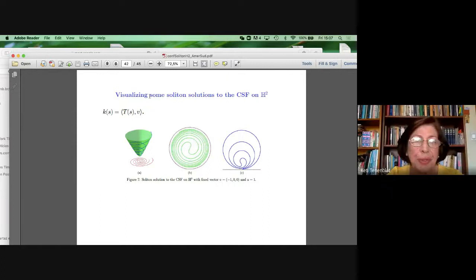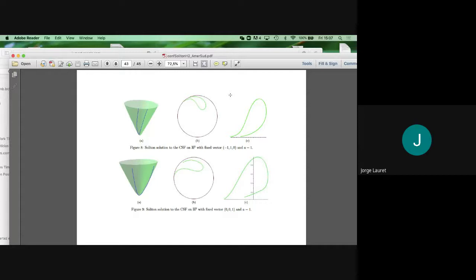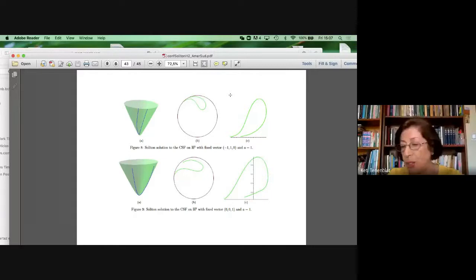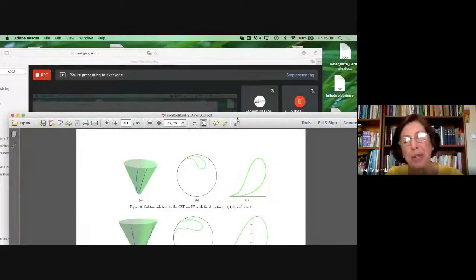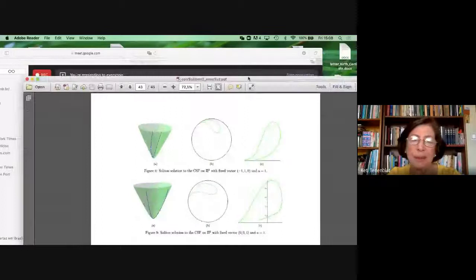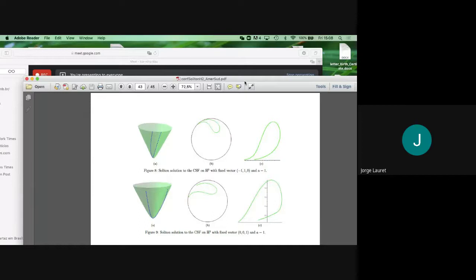Okay, this? Yeah, that. But you see, he was working in the case of the two-dimensional Minkowski space, because he has two different papers. One is in the Euclidean space, and the other one is in the Minkowski plane. On the regular plane, yes. They look very similar to some of the plane solutions in some sense. In the plane, you have the Grim Reaper, which is different, and you have the Yin-Yang, which is sort of different also. Yeah, they look like the rotational solitons in the plane.